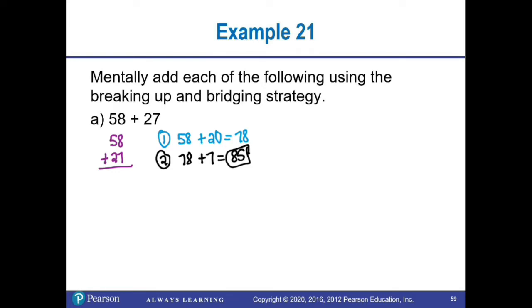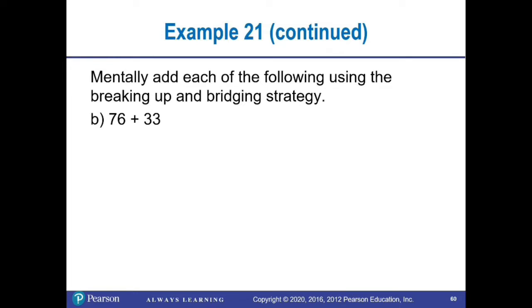Let's look at another example with breaking up and bridging. Here we have 76 plus 33. I start with 76, and I look at the tens digit in the second number.